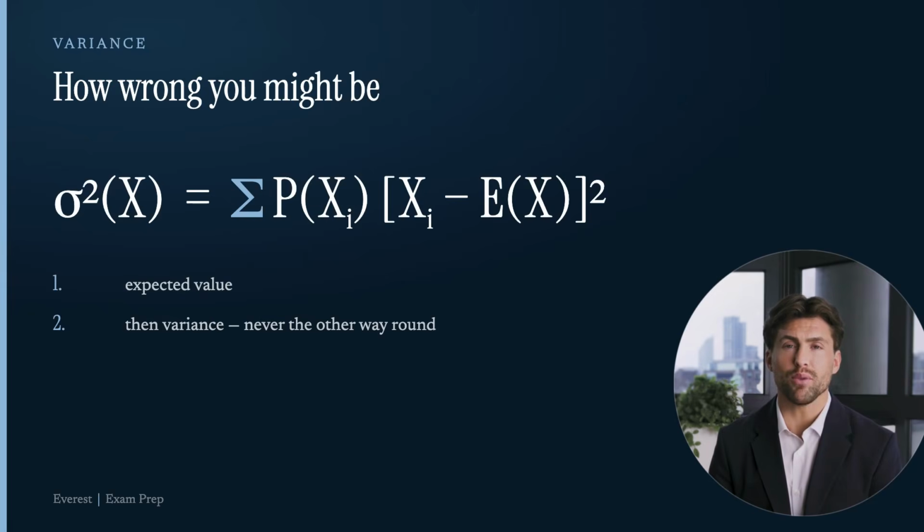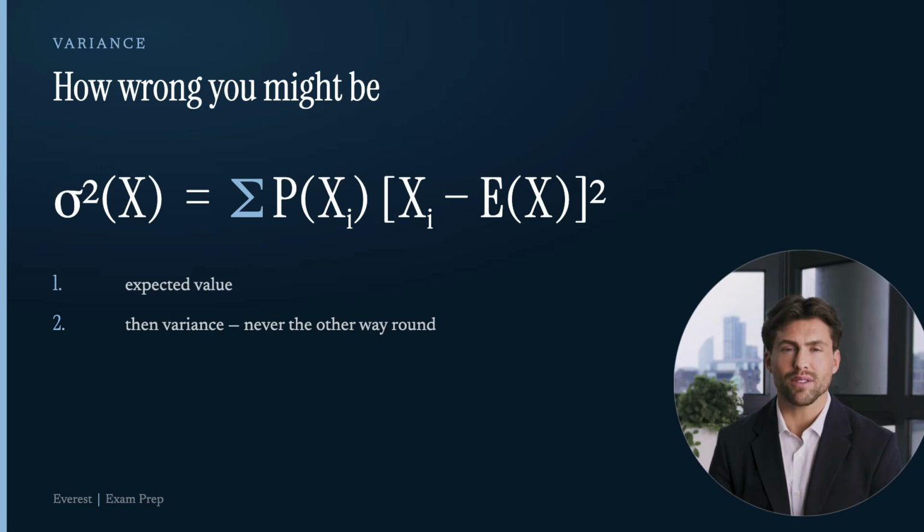Now measure the risk around that forecast. Variance is the probability-weighted average of the squared deviations from the expected value. Same weighting idea applied to how wrong you might be. The order here matters, and it is where people trip. You cannot calculate variance until you have the expected value, because the deviations are measured from it.